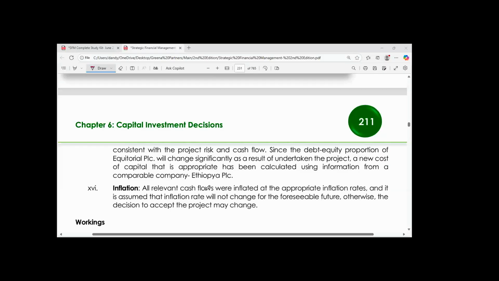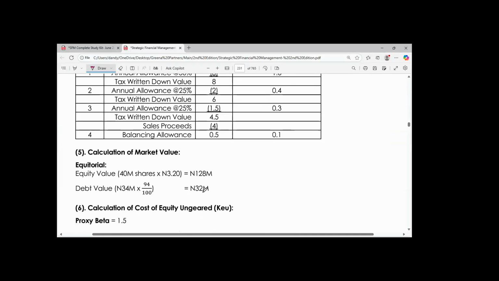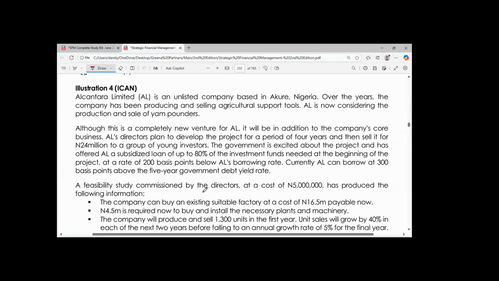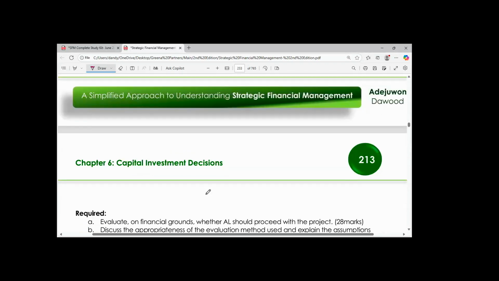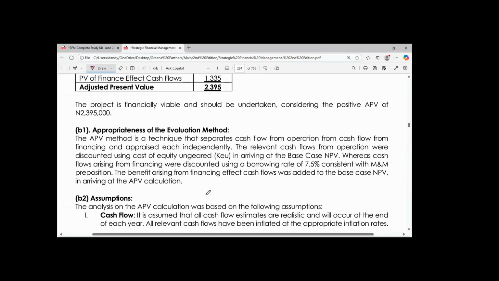B requirements. Let me open it. APV, what's the name of the company? Okay, this is the question. Let me go to the C part and see how we treated.